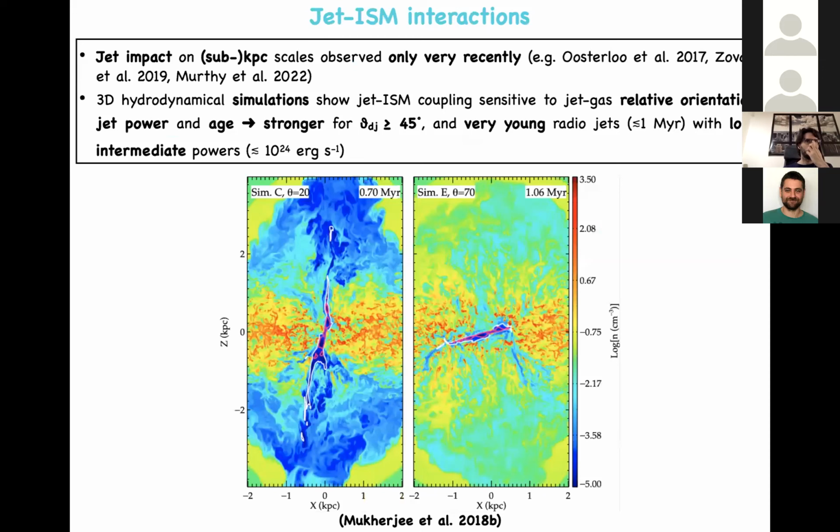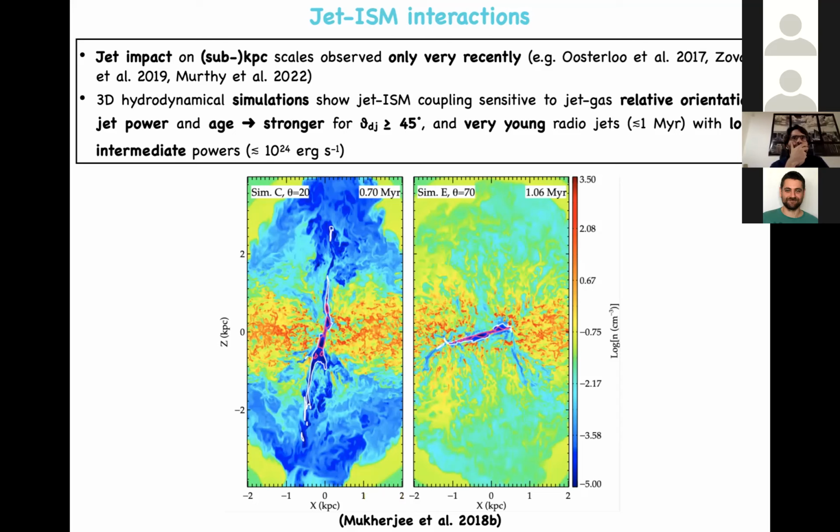But let me now talk more in detail about jet-ISM interactions, which is a really interesting piece of our work, mainly because it has been observed only very recently that expanding radio jets can have a huge impact on the ISM, also on sub-kiloparsec scales, and not only on tens of kiloparsec scales on the hot X-ray emitting atmospheres.